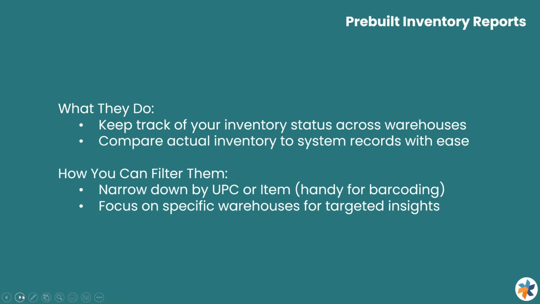There are pre-built inventory reports within Sage Intacct. So there's the canned reports that we do have in any accounting software. Sage Intacct actually has some really good built-in ones. They'll keep track of your inventory status across all warehouses. So if you set up different warehouses, say you have 3 different warehouses, you can actually track your inventory within each warehouse. And you can compare actual inventory in the system with ease.